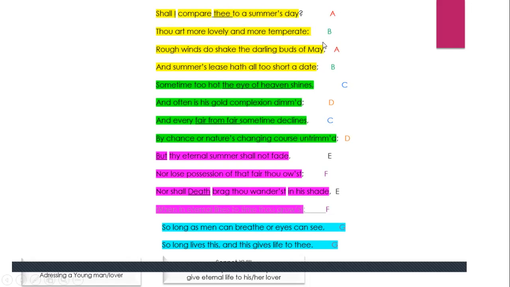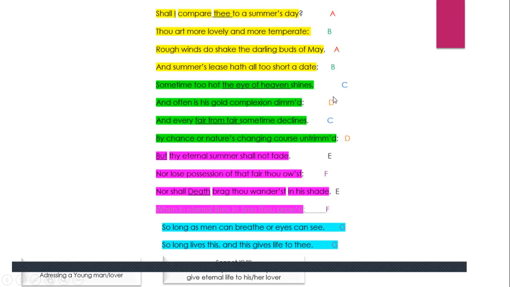Now May rhymes with day, so we are going to assign to it the same letter that we put at first with day. And date rhymes with temperate, so we are going to assign to it the same letter as temperate. So we have in the first quatrain a rhyming scheme of AB, AB.